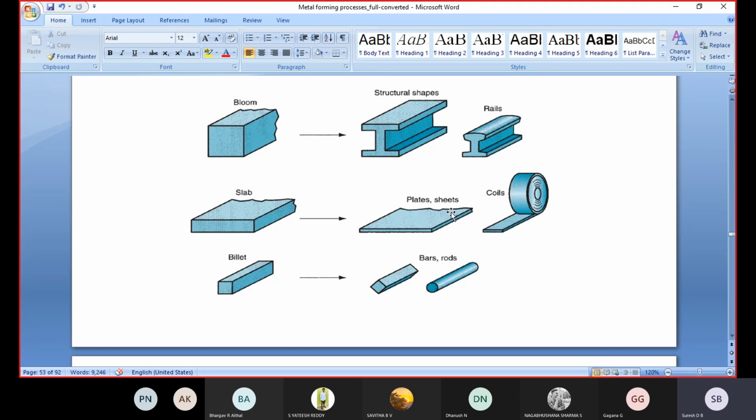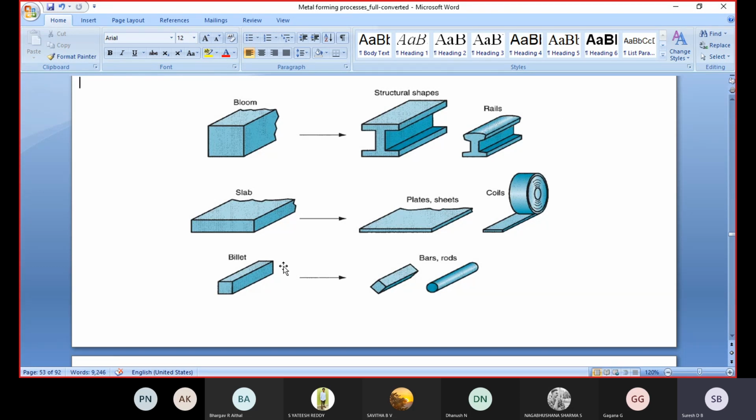Again, these sheets can be converted to coils. The plates and sheets are converted to coils. The thickness of the coil is less than the plates and sheets, and only then we call it a coil. Plates and sheets can be bent easily but are very difficult to curl or fold, whereas coils are very easily curled or folded, because the coil thickness is very small compared to the slab, plates and sheets. So slabs are easily converted to plates, sheets and coils, and blooms are easily converted to structural shapes and railway structures.